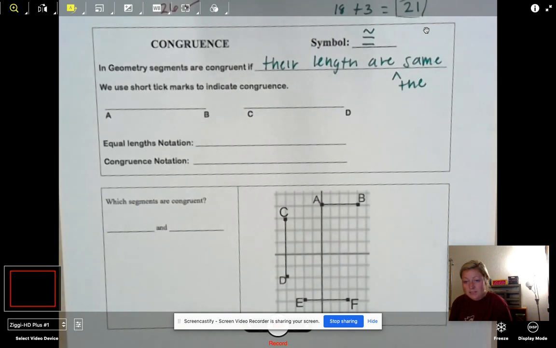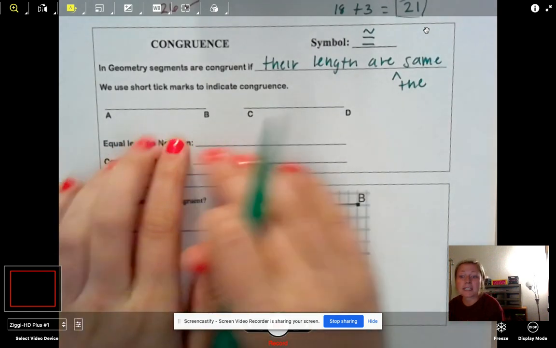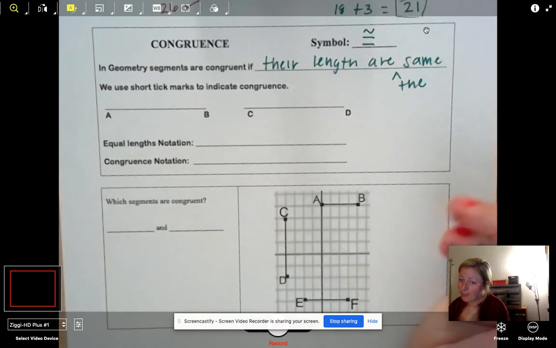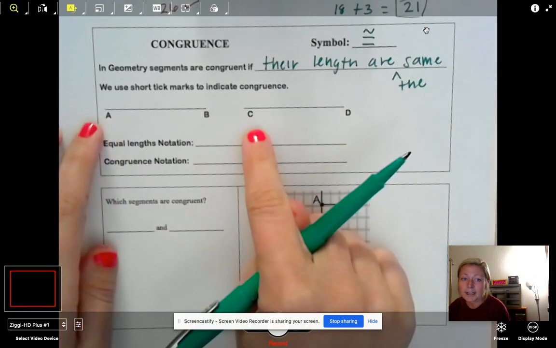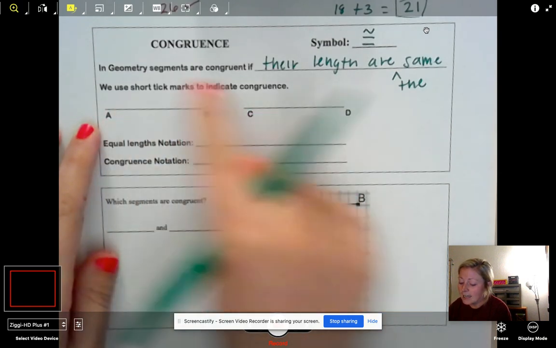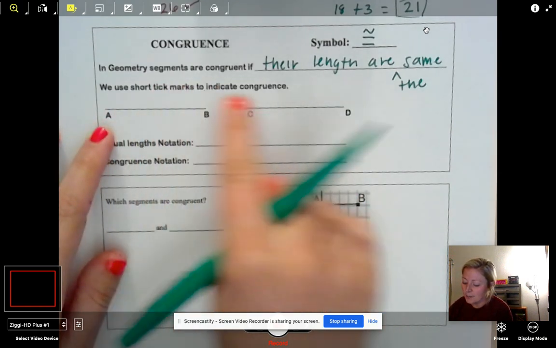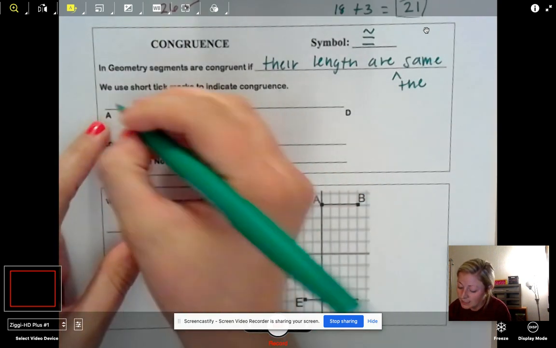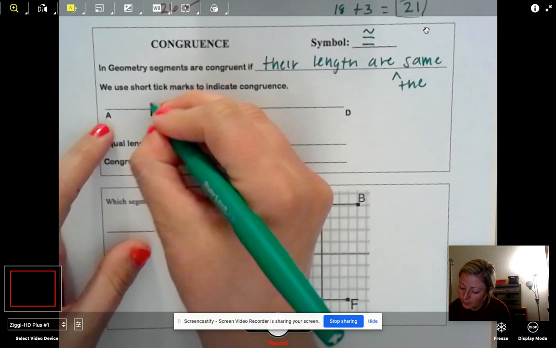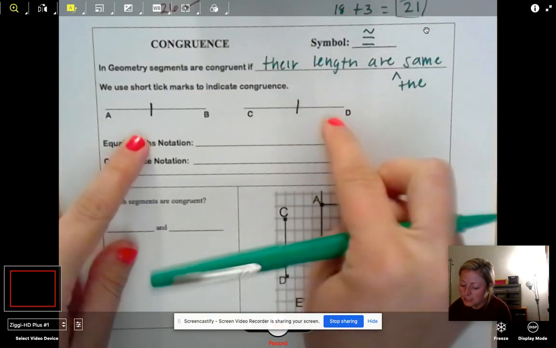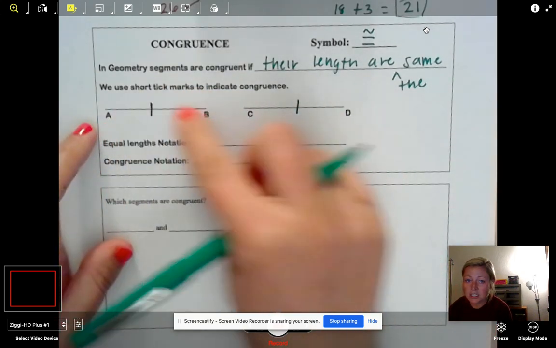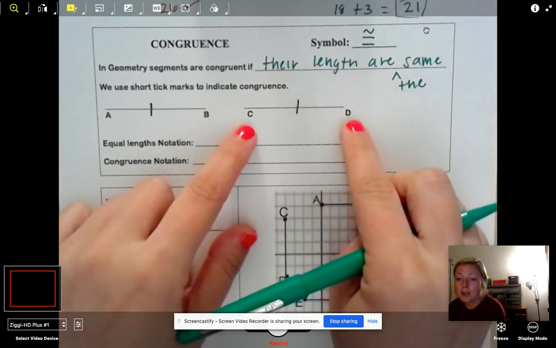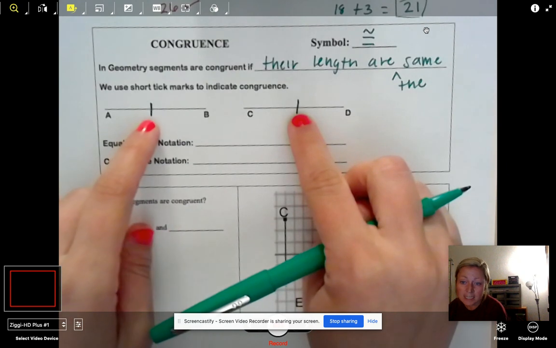A lot of times in our class, you're just going to be given a diagram with not a ton of instructions or information, but we're going to learn how to read a diagram. So in a diagram, if there are short tick marks on two segments, we know they're congruent. So let's say AB had one tick mark and CD had one tick mark. If I was just given a picture like this, I would know these two segments are congruent because of those tick marks.